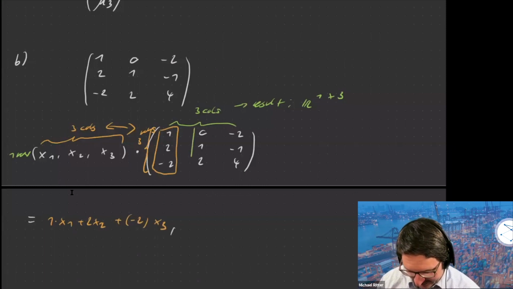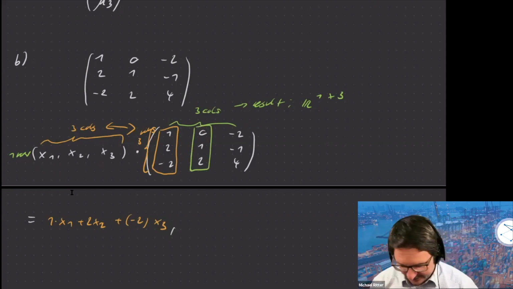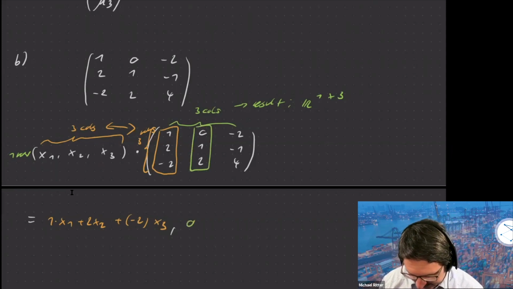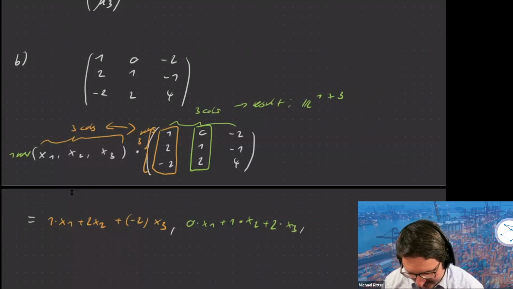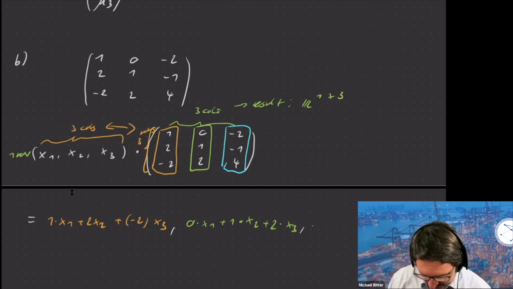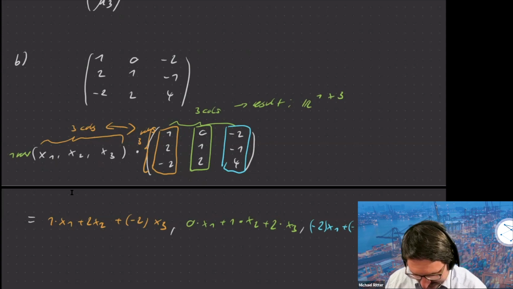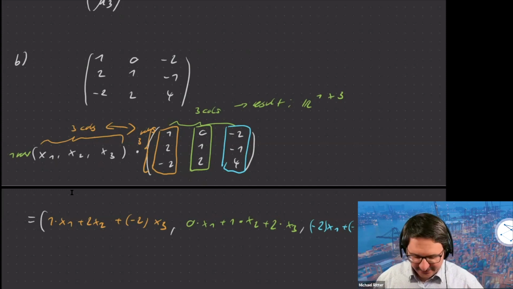Then if we take the second column, the green one here, that will be 0 times x1 plus 1 times x2 plus 2 times x3. And finally, the last column, let's make that blue. That will be minus 2 times x1 plus minus 1 times x2 plus 4 times x3. So we have a 1 row, 3 column matrix as our result here.